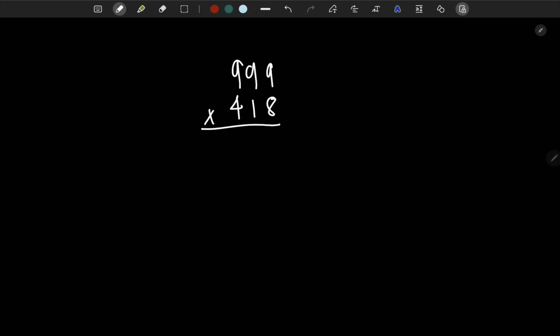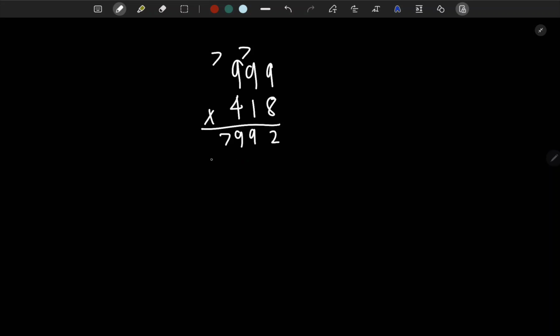Now let's do our last example here, where we have 999 times 418. So 9 times 8 is 72. Let's carry over the 7 here. 9 times 8 is again 72 plus 7, which is 79. Carry over the 7 again, and 79 again.